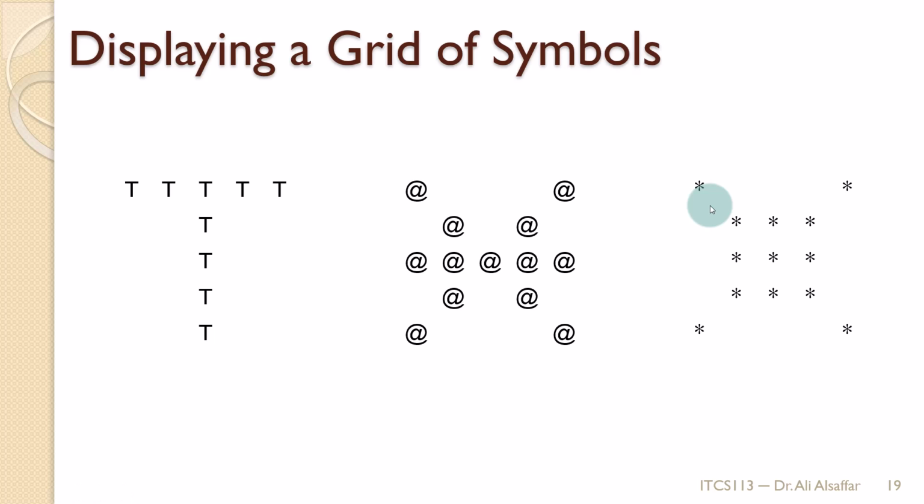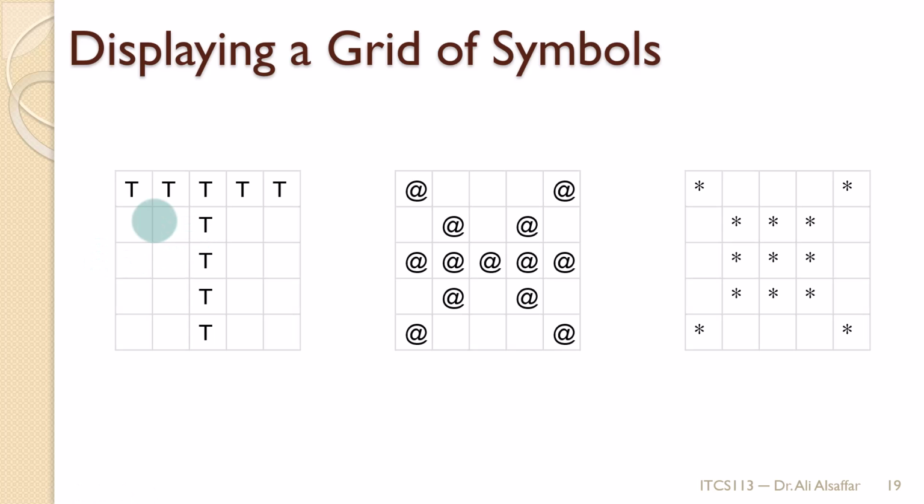Now, if you want to use nested loops to display such shapes, then you need to look at each shape as a grid of letters. So here is an example for the letter T. We can assume that this shape is displayed as a grid of 5 rows and 5 columns. 1, 2, 3, 4, 5 rows. 1, 2, 3, 4, 5 columns. So if I want to display this shape using the letter T, then I need to display the character only in the first row and in the middle column.